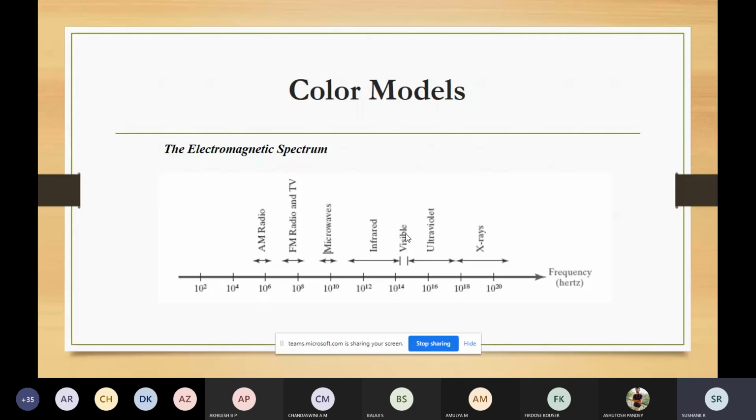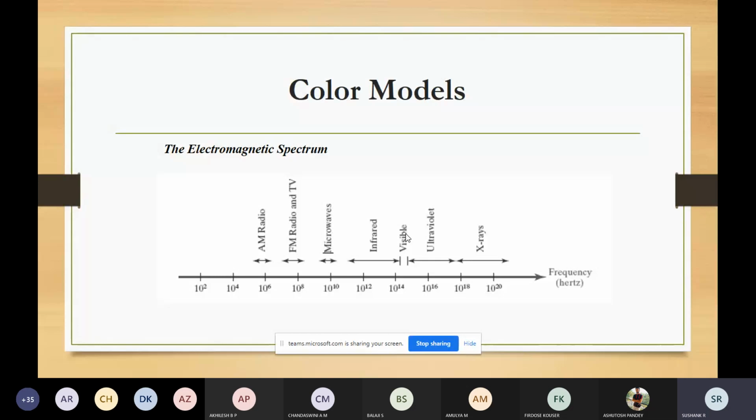For some applications like printers and plotters, you need other color models, and also in transmitting and storing the color information, so you need another color model. So till now we have studied only about the RGB model. So in this module we will talk about the other color models that are there.